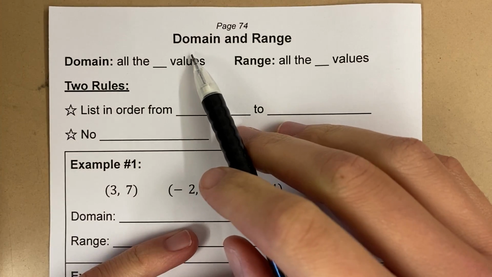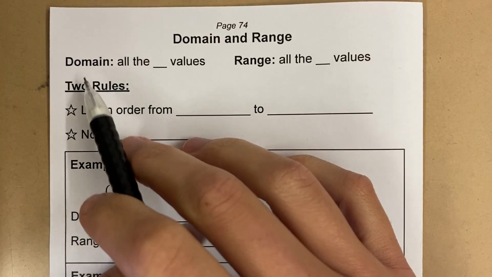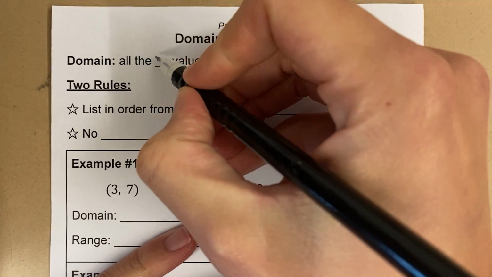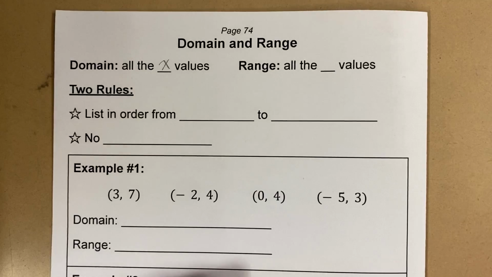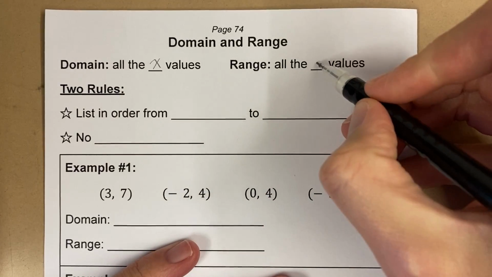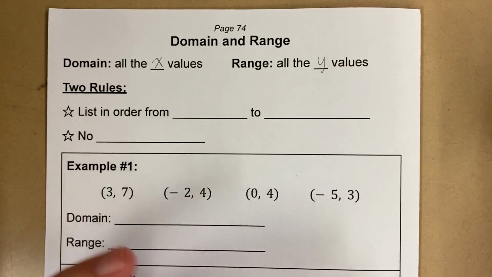All right, here are the concepts of domain and range. The word domain means all the x values in a given situation. We're going to talk about points, graphs, and tables today, and then we'll see even more tomorrow. Range is all the y values, and there's only two rules.